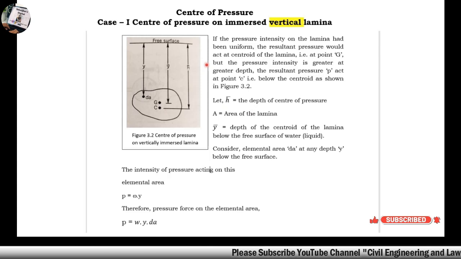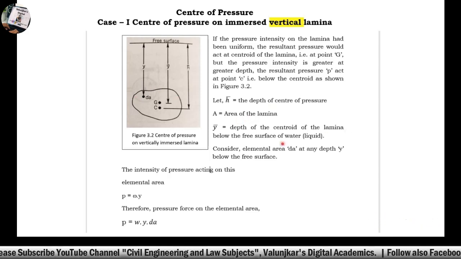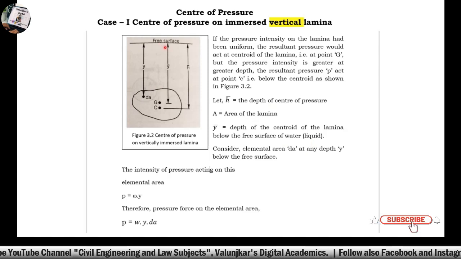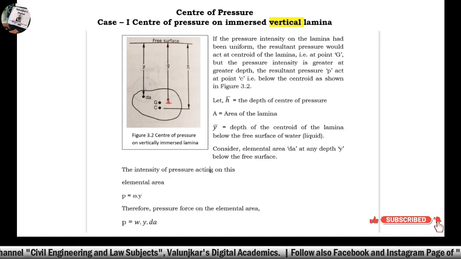What is H bar? H bar is the depth of center of pressure. A is the area of the whole lamina. Y bar is the depth of the centroid of the lamina below the free water surface. Means Y bar is this depth of the centroid from the free water surface.